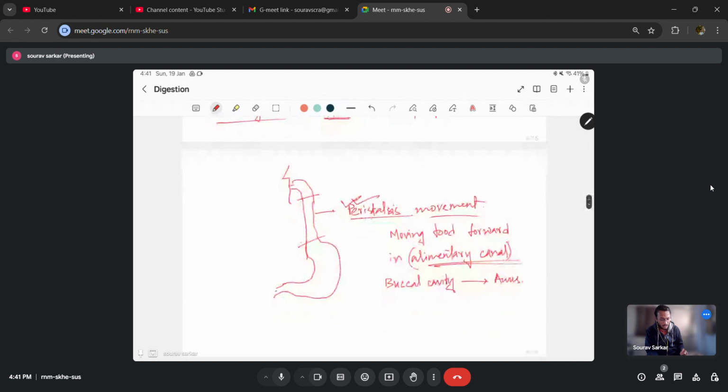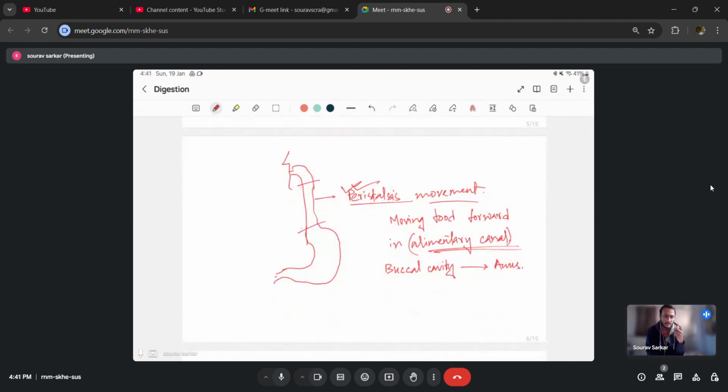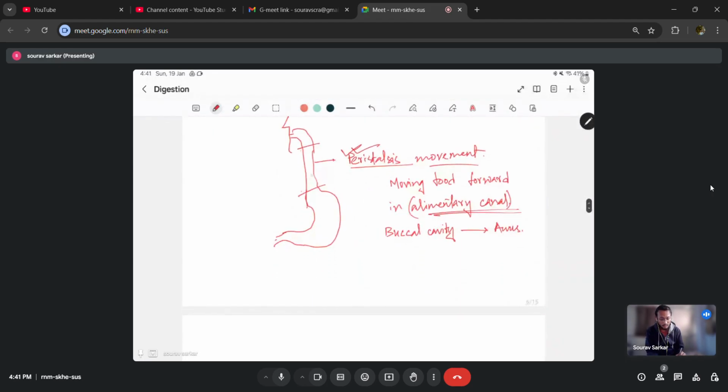Now, in the buccal cavity, protein or fat are not going to digest. Only a partial amount of carbohydrate is going to be digested. Now, when the bolus enters the stomach, it will start reacting with HCl. In the stomach, there are three types of cell. One is the peptic cell, the second is the oxyntic or parietal cell, and the third is the mucous cell.